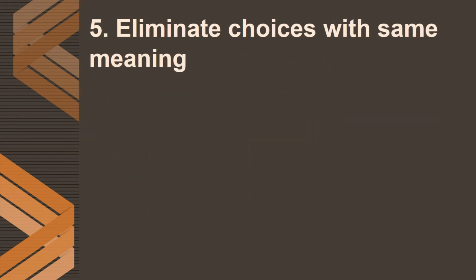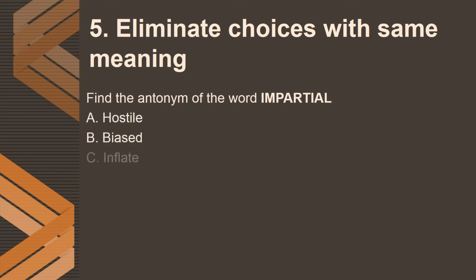If 2 or more choices have the same meaning, eliminate both. Look at this example. Find the antonym of the word impartial. The options are hostile, biased, inflate, and enlarge.